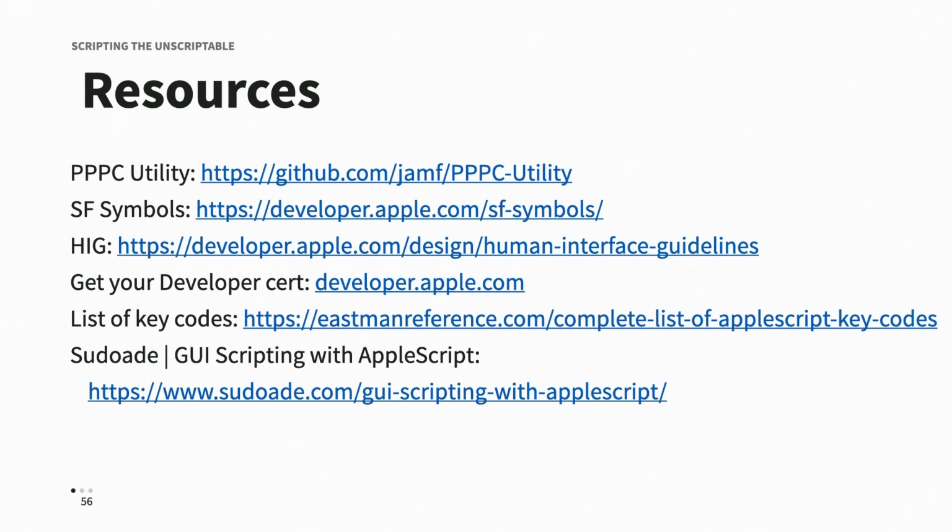Human Interface Guidelines, if you want to do any deeper reading about how Apple considers their design Bible or philosophy about the operating system, really helpful stuff as far as figuring out how to navigate those UI element dumps. Get your developer cert if you need it. There's this cool little document from the Eastman reference that's just a list of all the key codes for all the keys on your keyboard. Great thing to keep in your pocket. And then the companion blog piece I wrote for this is my sudoaid GUI scripting with AppleScript document. That is available as well.